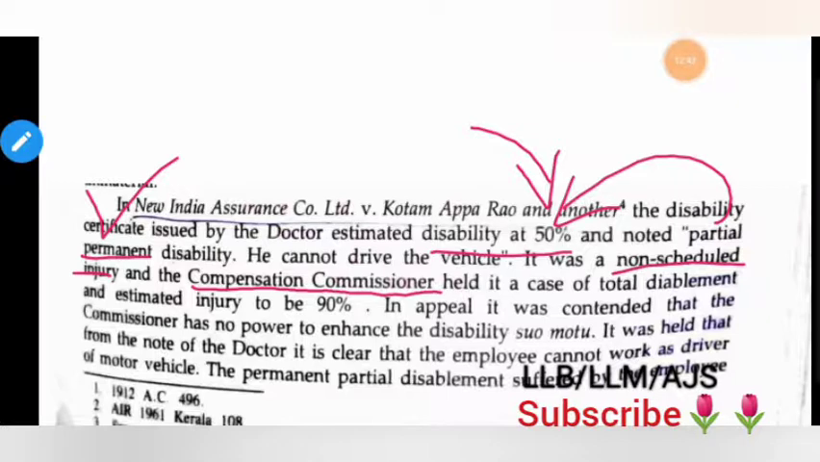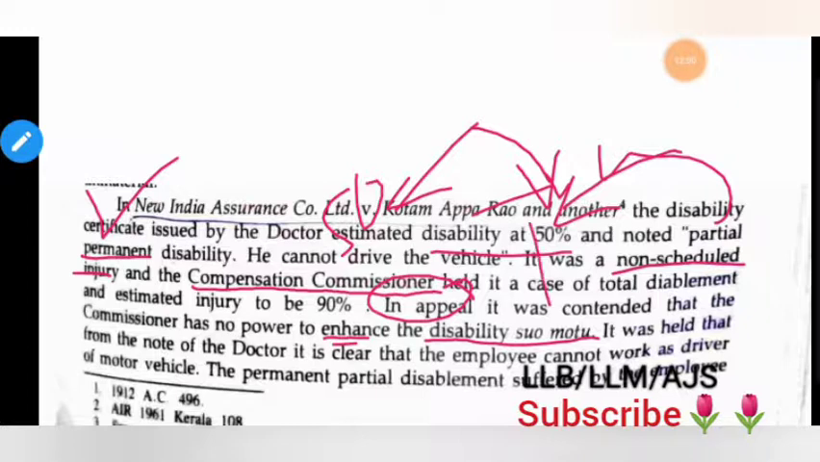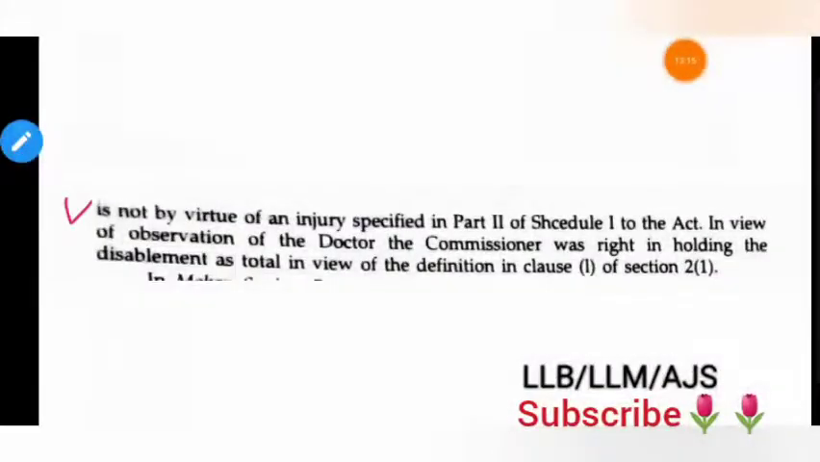In appeal, it was contended that the commissioner has no power to enhance the disability suo motu. He has enhanced the disability from 50% as estimated by the doctor to 90%. What was held in this appeal? It was held that from the note of the doctor, it is clear that the employee cannot work as a driver of a motor vehicle. The permanent but partial disablement suffered by the employee is not by virtue of an injury specified in Part 2, Schedule 1 of the Act.